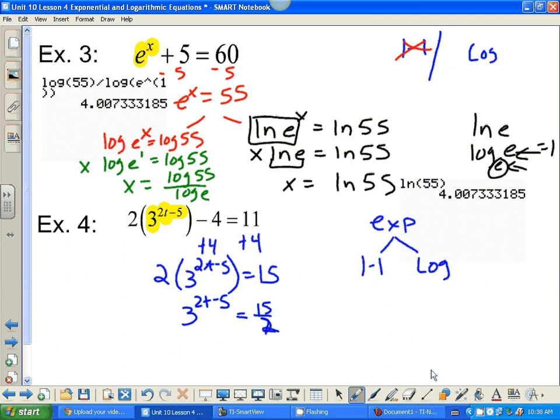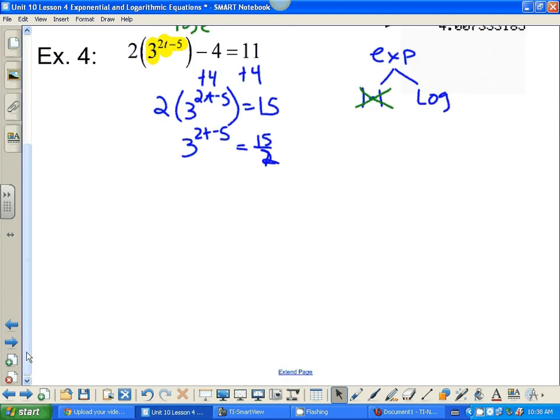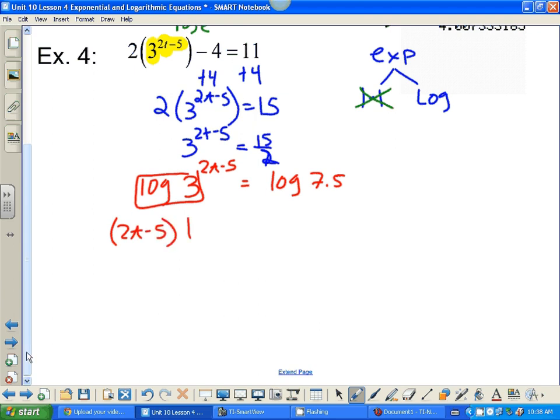Okay, 15 halves. And 15 halves is not a power of 3, so I'm going to use logs in order to solve this. I'm not going to use the one-to-one property. Now, in this case, I'm just going to use a common log on both sides. So I'm going to do the common log of 3 to the 2t minus 5, and the log of 7.5. Please be careful. When I bring this down, remember this is a power to a power. I have 2t minus 5 times the log of 3 equals the log of 7.5.